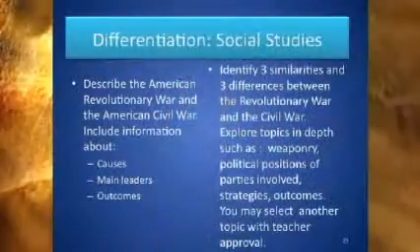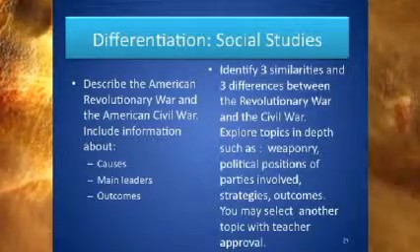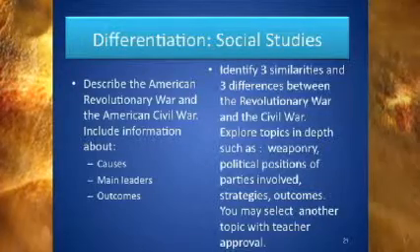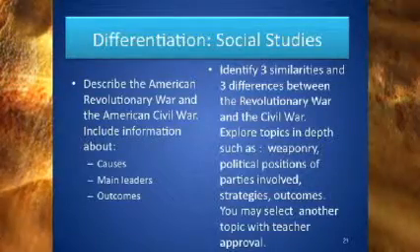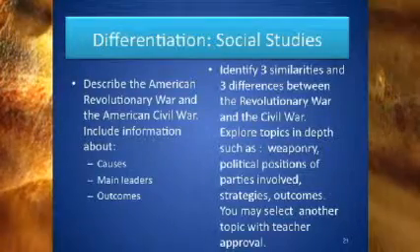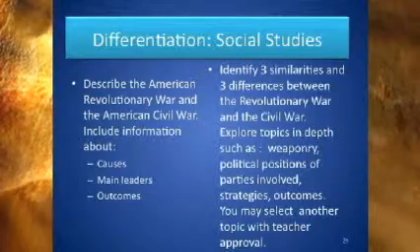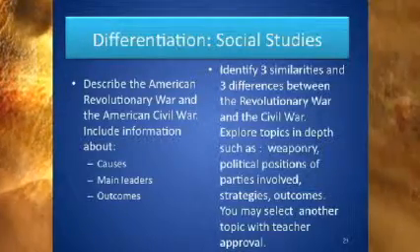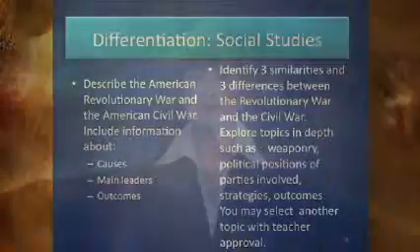For example, for a grade level group, we might have the task: describe the American Revolutionary War and the American Civil War. Include information about causes, main leaders, and outcomes. For gifted learners, who may not be at the same grade level, we might say, identify 3 similarities and 3 differences between the Revolutionary War and the Civil War. Explore topics in depth, such as weaponry, political positions of parties involved, strategies, outcomes. You may select another topic with teacher approval.